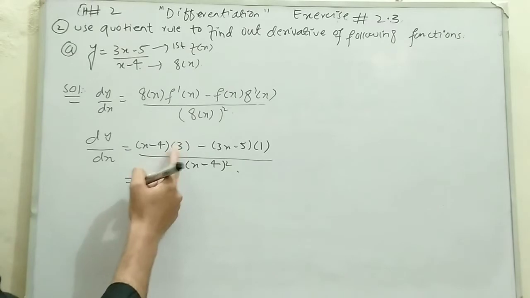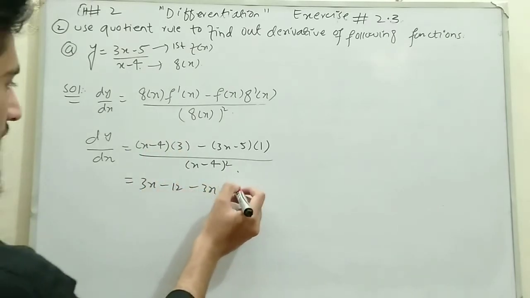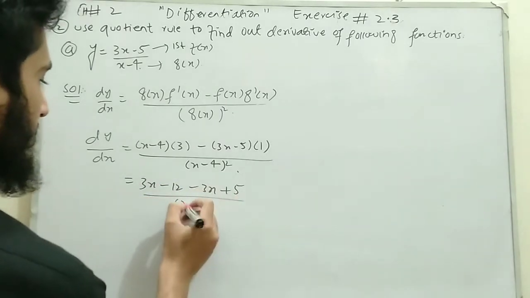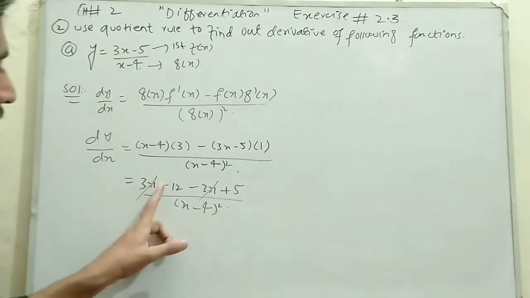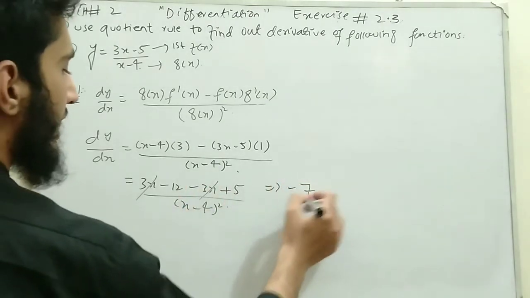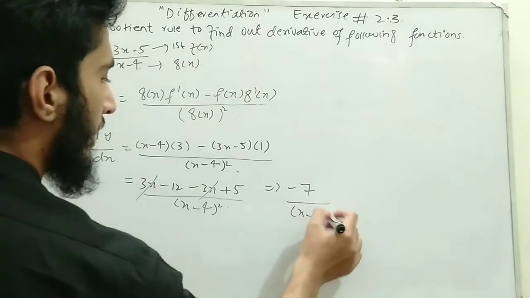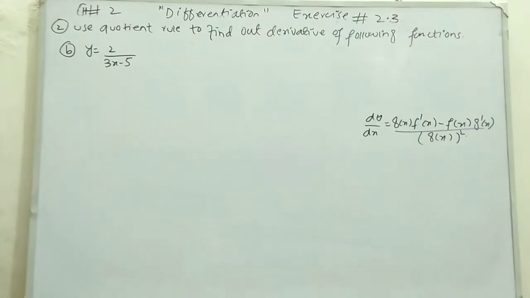By simplification, it becomes 3x minus 12 minus 3x plus 5, divided by x minus 4 whole square. 3x is cancelled out with negative 3x. We are left with minus 12 plus 5. So it will give us minus 7 divided by x minus 4 whole square. So this is the required derivative for part number A. Now move to part number B.